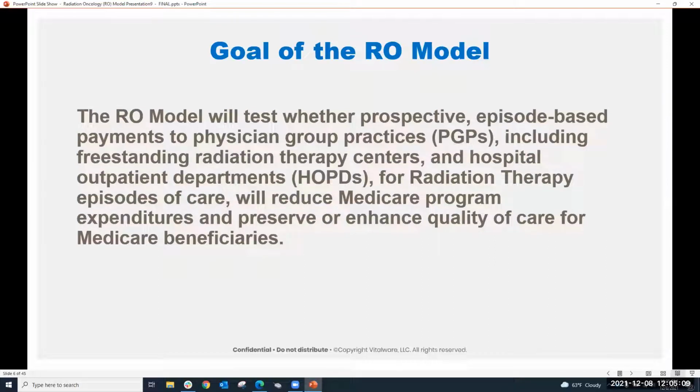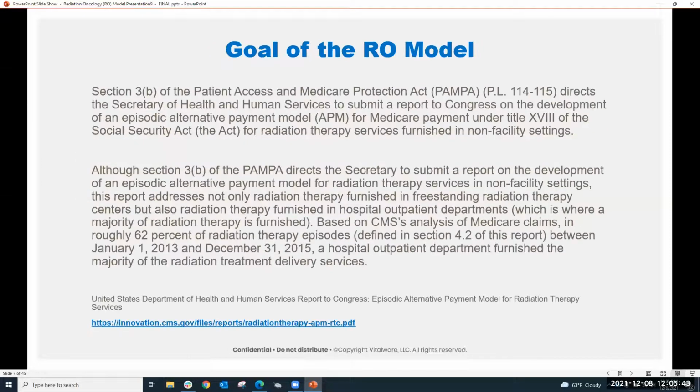And the goal of this model was really to see if prospective episode-based payments for radiation therapy episodes of care would reduce Medicare program expenditures and preserve or enhance the quality of care for Medicare beneficiaries. So CMS believes that a simplified, predictable payment system would offer participants the opportunity to examine and better understand their own processes and patterns, which would lead to an opportunity to redesign the care and improve the quality of care for the patients. So just a little background on this.